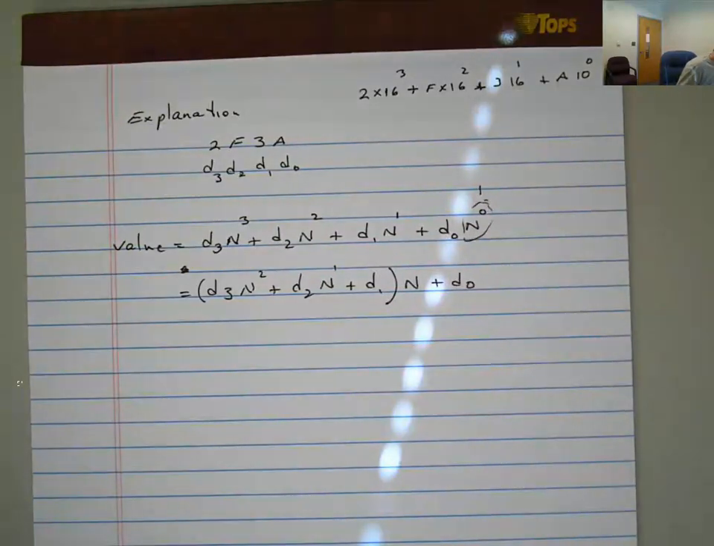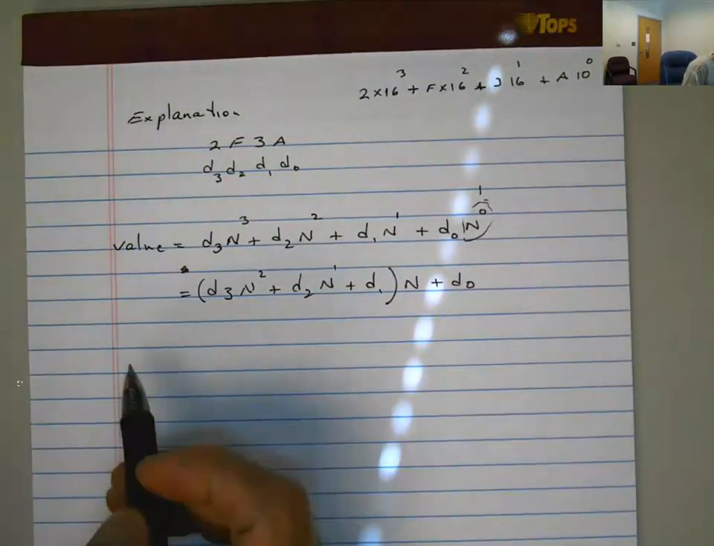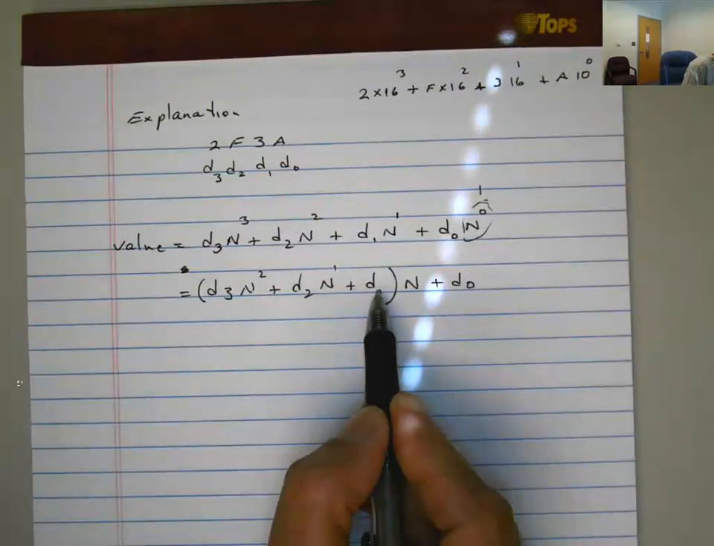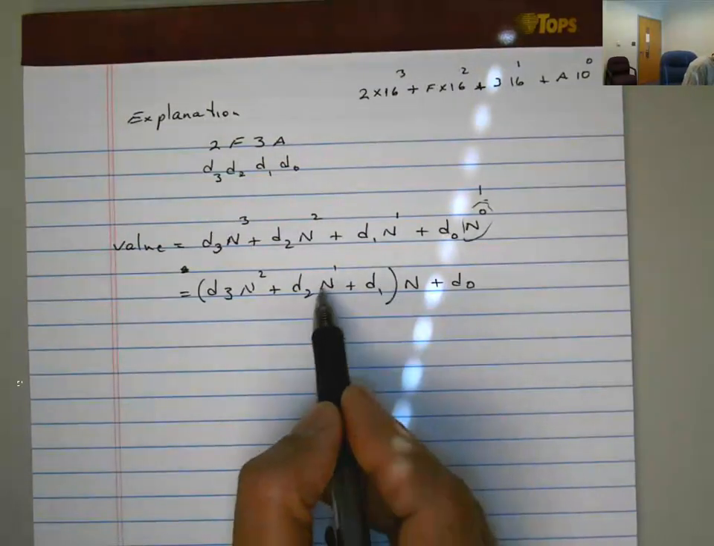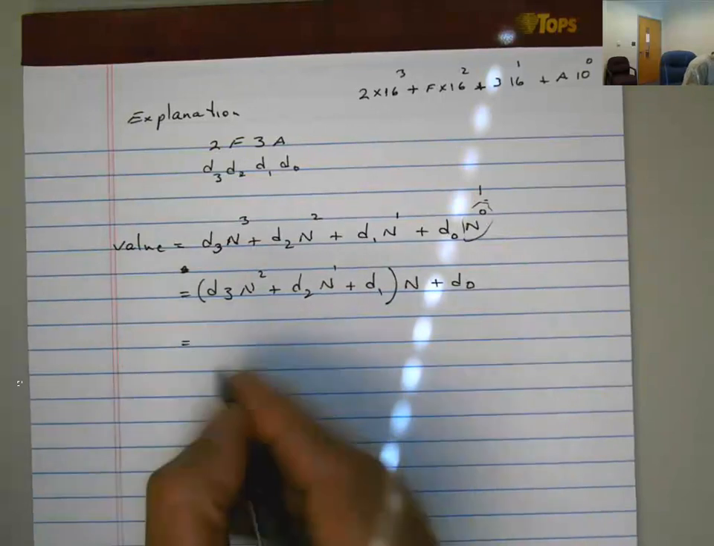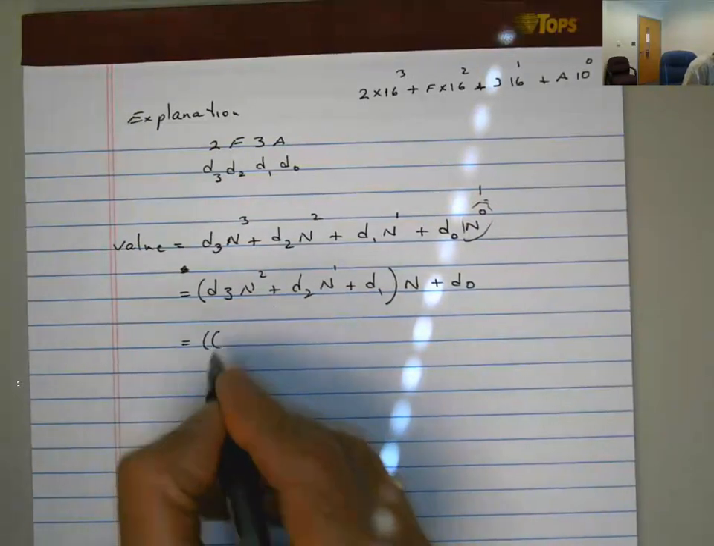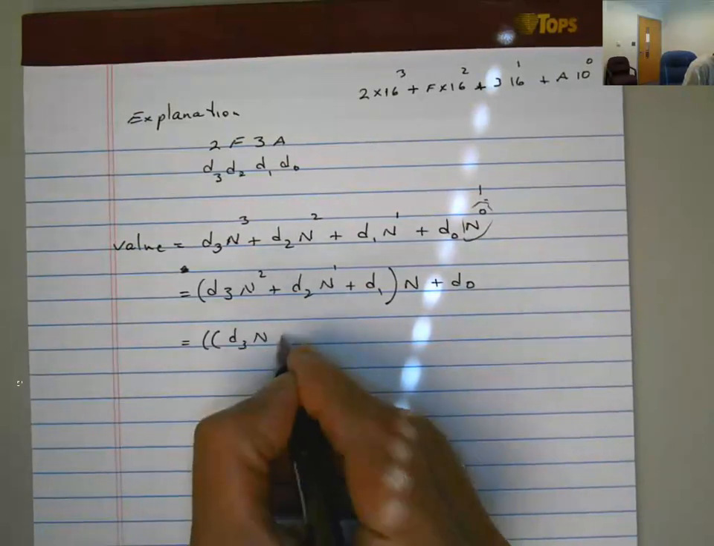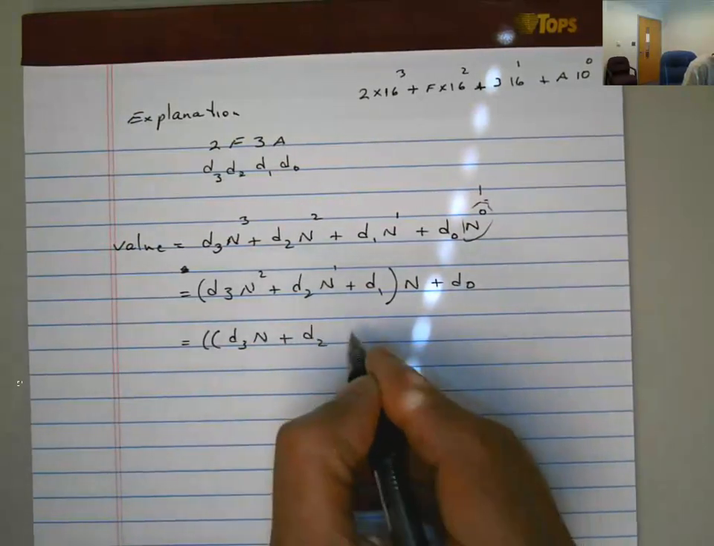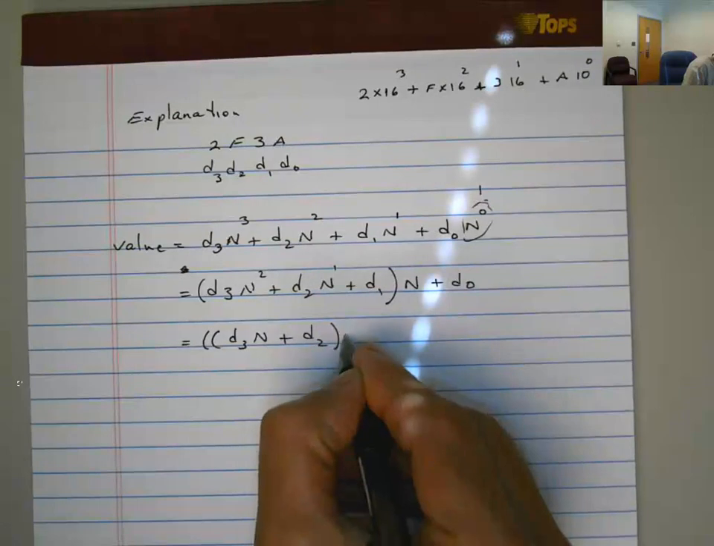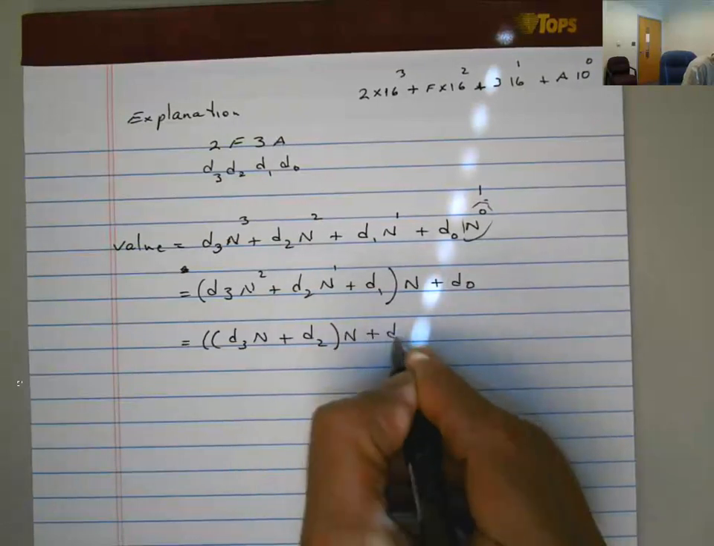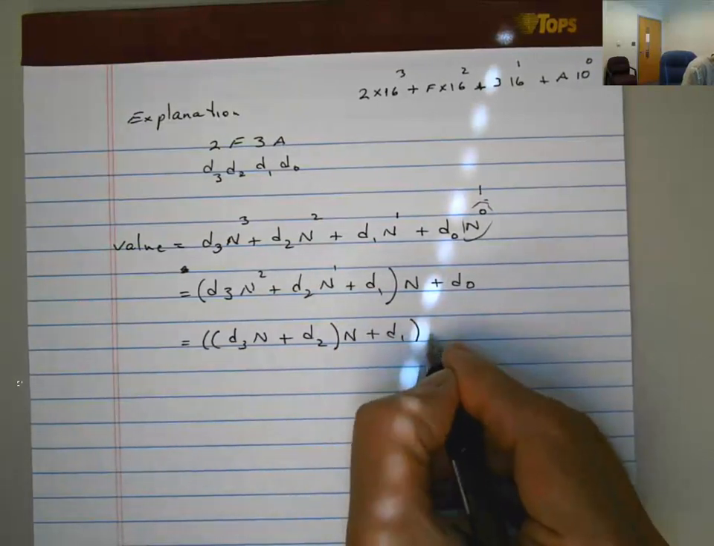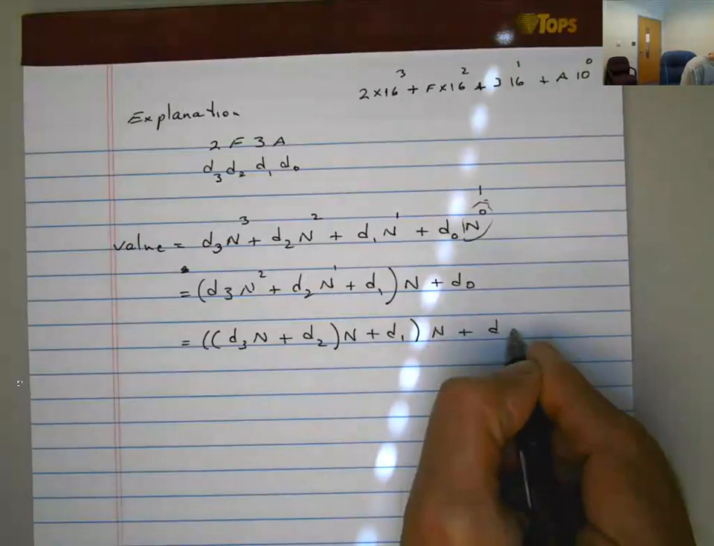And then I notice that here D1 doesn't have any n. I can factor out the n from here. So this would be two parentheses: D3 times n plus D2, times n plus D1, times n plus D0.